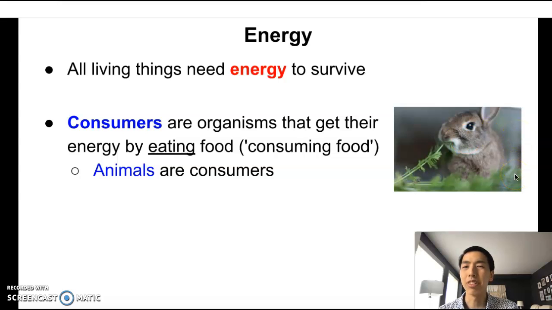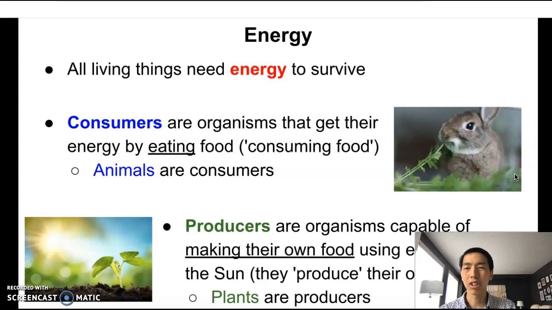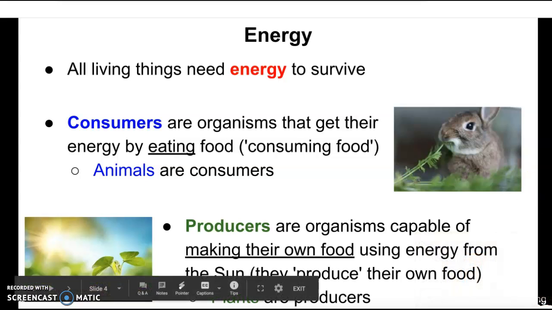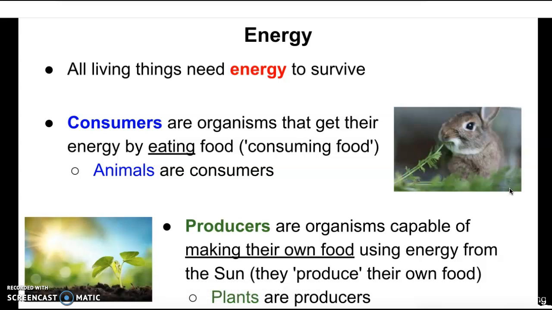All right, not everything is a consumer. There's got to be something that starts us all off, something at the base, and those things are called producers. Producers are organisms capable of making their own food using energy from the sun. Or in other words, they produce their own food, so that's why they're called producers. And most plants are producers.